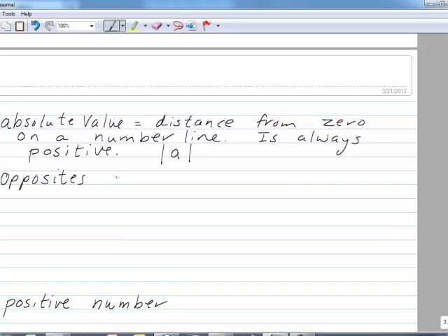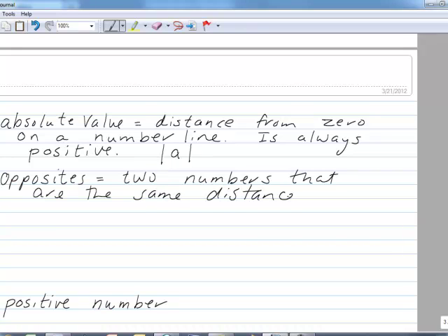Opposites are two numbers that lie on opposite sides of the 0 on the number line. So two numbers that are the same distance from 0 but on opposite sides of 0.